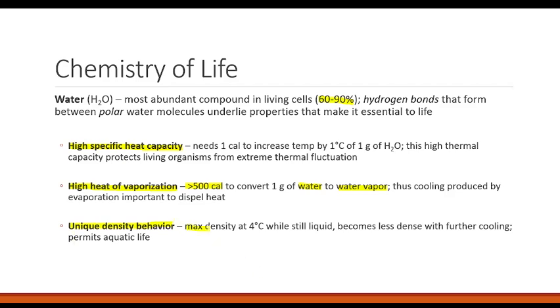Aside from that, water also has unique density behavior. It reaches its maximum density at 4 degrees Celsius while it is still liquid. As the temperatures plummet, water will become less dense. This permits aquatic life, in the sense that ice, being less dense than liquid water, will float to the top. If ice happened to be more dense than water, it would sink to the bottom of lakes, for example, and then cause the liquid on top of it to also freeze. That's not conducive to aquatic life because it would kill off organisms during winter time. So fortunately, ice is less dense than liquid water.